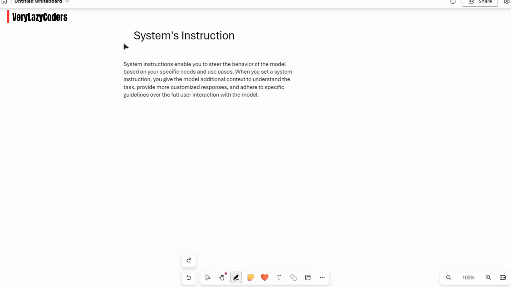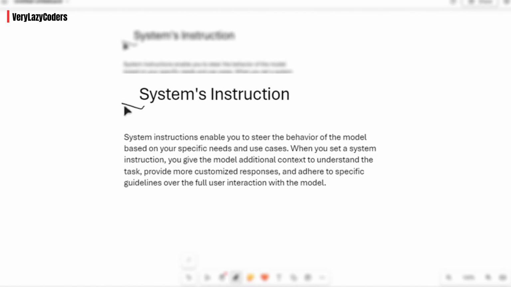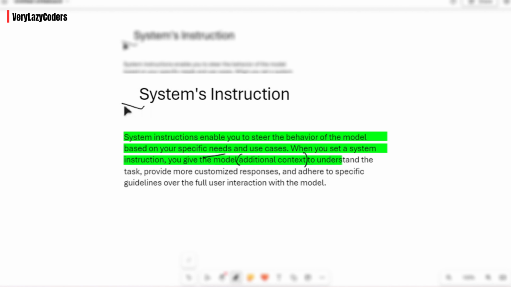Okay, in this particular chapter, we'll be talking about system instructions. System instructions enable you to steer the behavior of the model based on your specific needs. When you create a system instruction, you have to provide additional context to the model so that it understands the task that it has to perform.